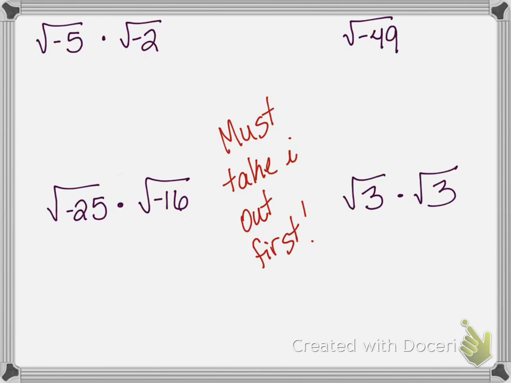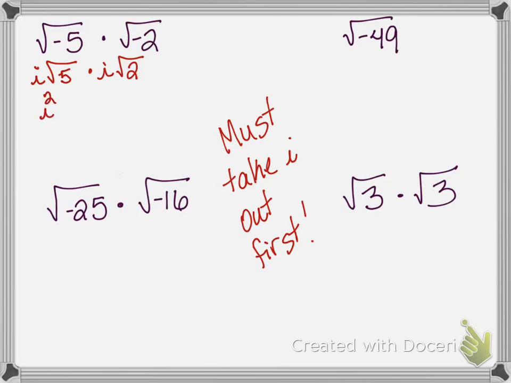Look at my very first one. I've got the square root of negative 5 times the square root of negative 2. You have to take that i out before you multiply the 5 and the 2 together. So I am going to have i times the square root of 5 times i times the square root of 2. What's i times i?